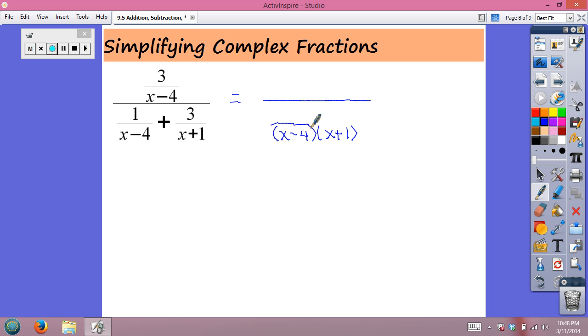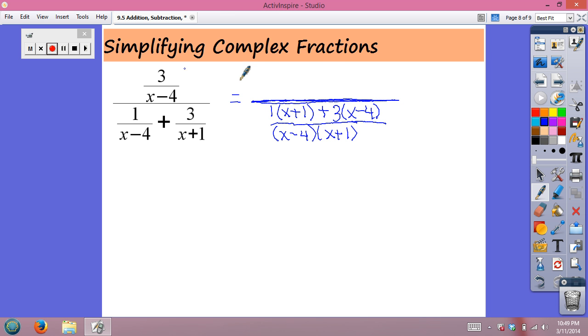And then we need to look at our first fraction. What are we missing in the denominator? Well, we know we're missing the x plus 1, so we take our numerator, which is 1, times our missing piece, which is x plus 1. Adding, what are we missing over here? Well, we're missing an x minus 4, so we take the numerator times our missing piece, x minus 4, all over our common denominator. Now that is just the denominator of our complex fraction.